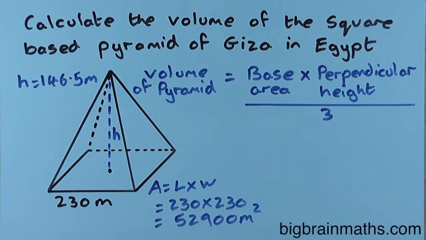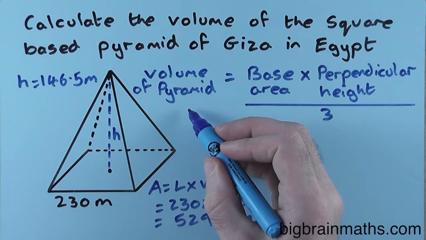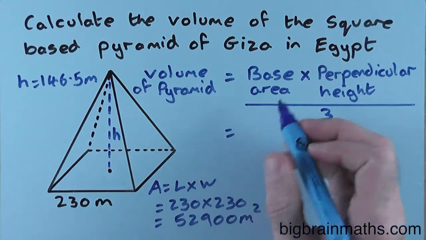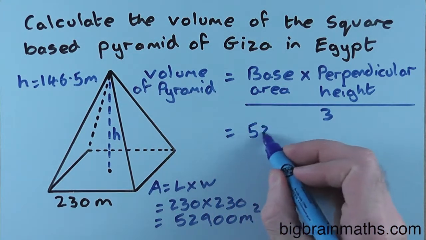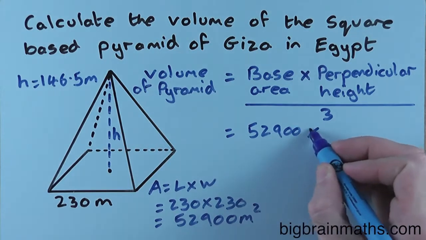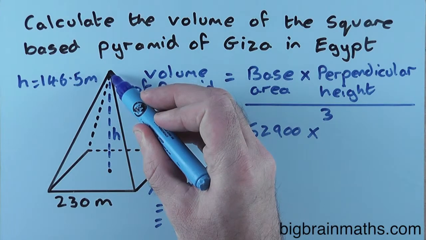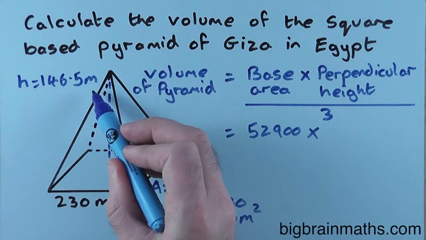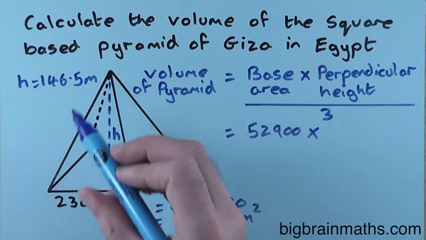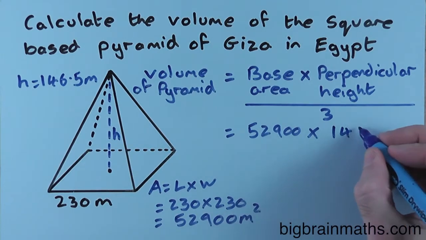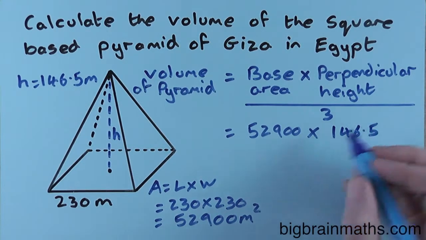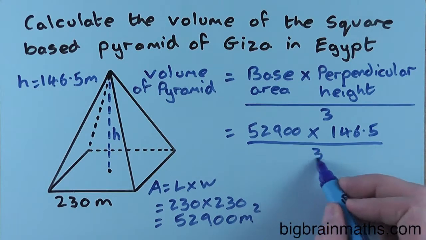Now that we've worked out the base area, we can now calculate the volume of the pyramid. So we need to do the base area, which is 52,900, multiplied by the perpendicular height, which is the height straight up. And the height of the Pyramid of Giza is 146.5 meters. So we're multiplying by 146.5, and all of this is divided by 3.